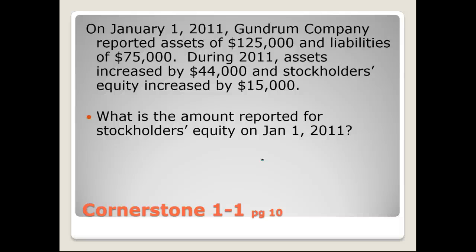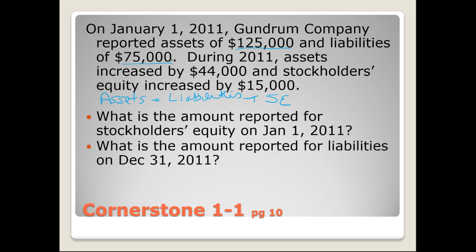How do we do that? Well, if assets equals liabilities plus stockholders' equity, I'm just going to abbreviate there, and we know that assets was $125,000 and liabilities was $75,000, can't we plug that in and find it out? Well, just wait a second. Let's understand what else we're going to need to do in this problem. We also need to know what would the amount reported for liabilities at the end of the year be? Can't we use that same accounting equation to do it? Take a minute, press pause, and see if you can answer both of those questions.